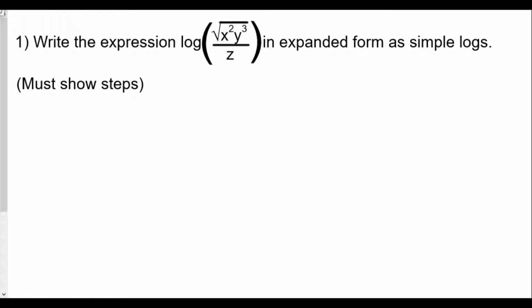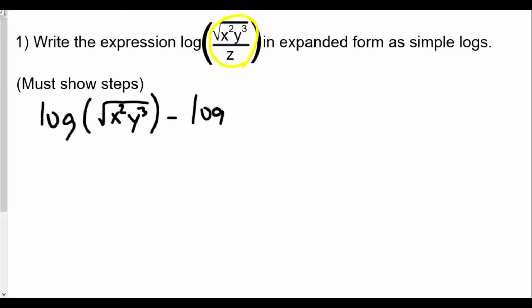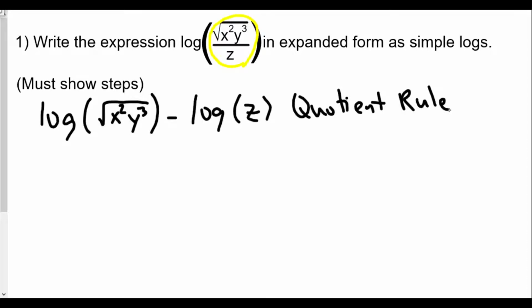So first thing we'll do in this case, when you see a fraction inside the log, we're going to separate them. We're going to use our quotient rule, and the quotient rule says that we can separate the log of two things dividing each other as the log of the numerator, which is the square root of x squared y cubed, minus the log of the denominator, which is log z. Again, this is the quotient rule. You will not need to write out the word quotient rule, but it sure helps to organize things.